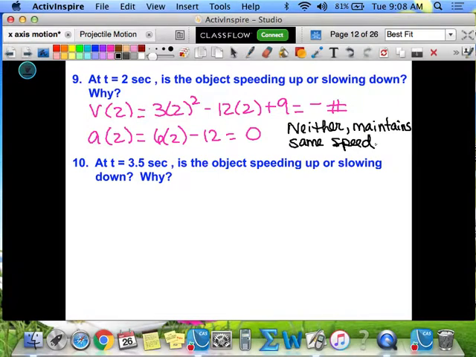Now, what if we'd have gotten a negative number for acceleration? What would we say? Speeding up, because they're the same sign. What if we'd have gotten a positive number for acceleration? What would we say? Slowing down, because they're working against each other.